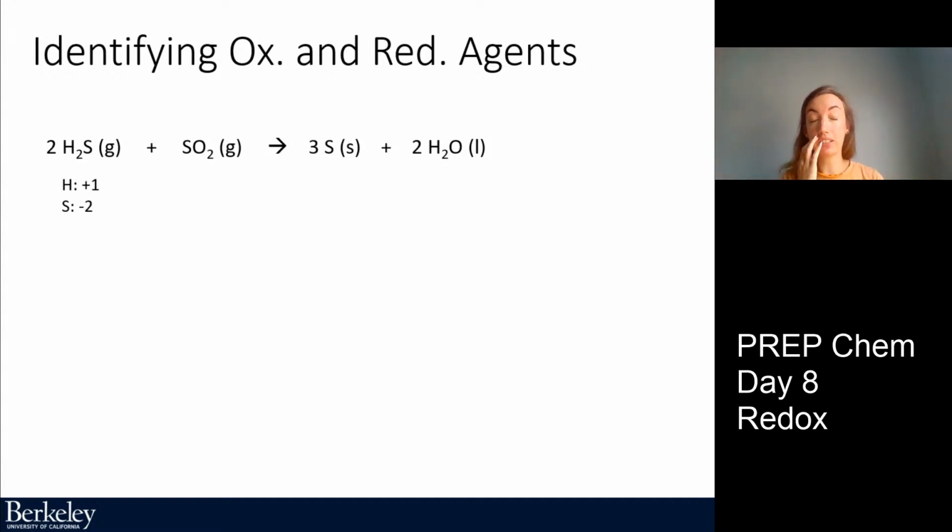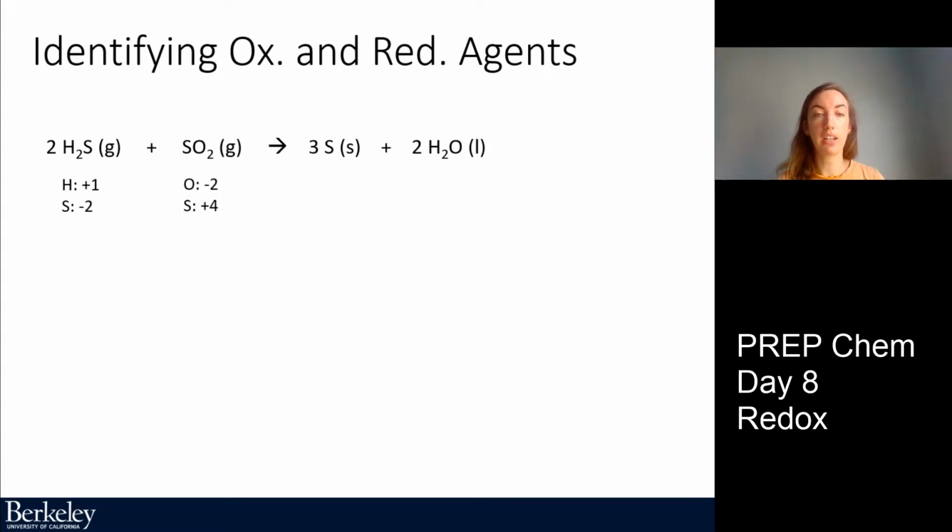So if we're assigning the oxidation numbers here, we know that hydrogen has to have its +1 oxidation number, and sulfur therefore needs to be -2. So H2S is overall neutral, so we need 2 times +1 plus -2 equals 0. So hydrogen's +1, sulfur's -2. Looking at SO2, we know that our oxygen is -2, and we have 2 of them, and SO2 overall is neutral, so that means sulfur is +4.